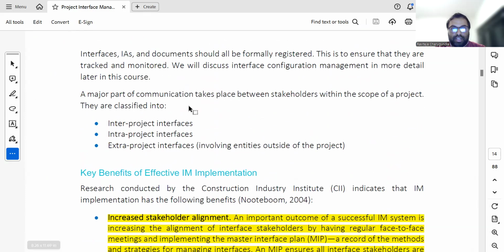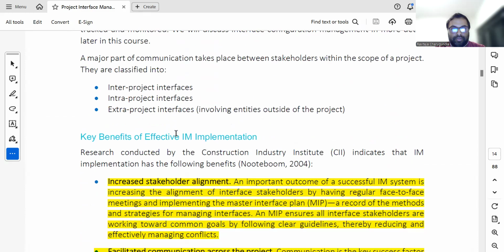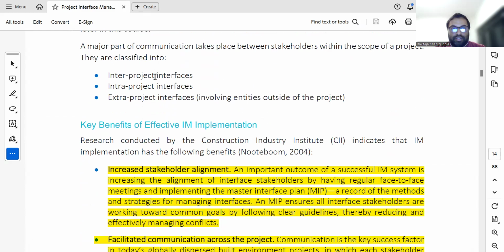Most of the communications are classified into three types: the inter-project interfaces, the intra-project interfaces, and the extra-project interfaces. The inter-project interfaces are within the team, maybe between the project manager and the program manager, and the program manager and the design manager. The intra-project interfaces are internal, but between the teams: the communication between team A and team B.